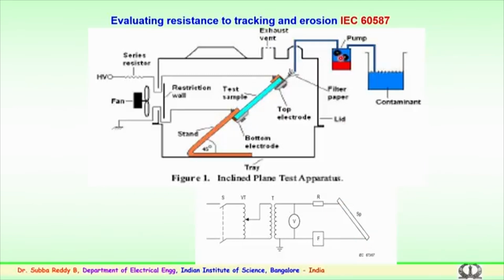Continuous contaminant solution is being pumped at a constant rate using the peristaltic pump. Again, as per the standards, we use the peristaltic pump, wherein the solution is dropped here and the voltage is continuously applied for a known period of time, with a known voltage applied both for AC and DC. Several experiments have been conducted and the evaluation of resistance to tracking and erosion has been done in the laboratory, both for AC and DC applications.